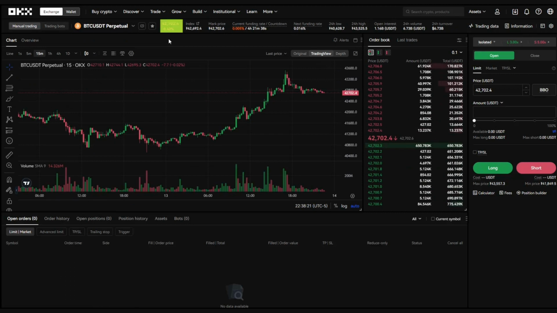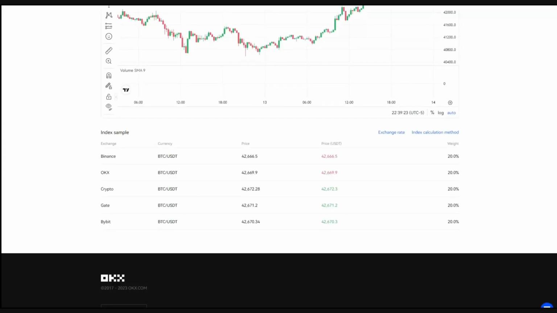Here you find the current market price. Next to it, you find the index price. This price is calculated by OKX by averaging the prices of at least 4 major exchanges in real time. OKX ensures that the index price fluctuates within a normal range, even when the price is extremely volatile on a single exchange. By selecting this arrow, you can see in detail which exchanges are used to calculate the average price.